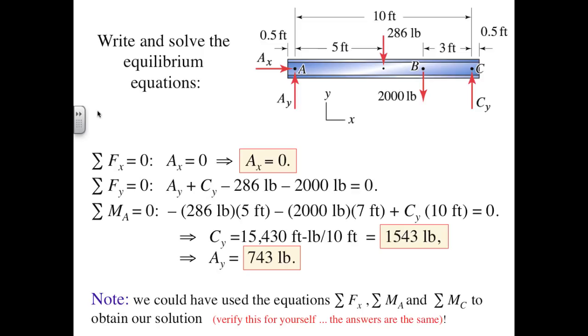Using the scalar approach, we have a clockwise or negative contribution from both the weight of the beam and the 2,000-pound external load, and a counterclockwise or positive contribution from the reaction CY. Solving for CY gives us 1,543 pounds, and then we can substitute this back into the vertical force equilibrium to find that AY is 743 pounds.